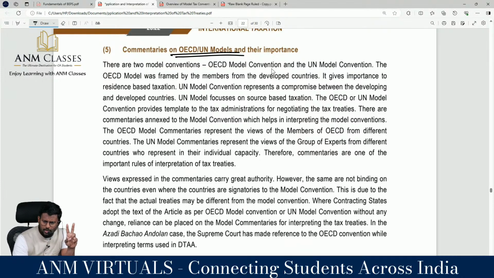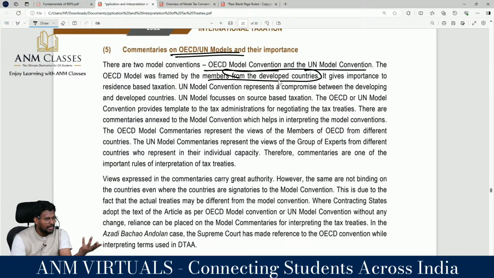There are two model conventions. Which ones? The OECD model convention, and the OECD model was framed by members from which countries? We already understood, sir. It gives importance to residence-based taxation. Here you should conceptually understand.